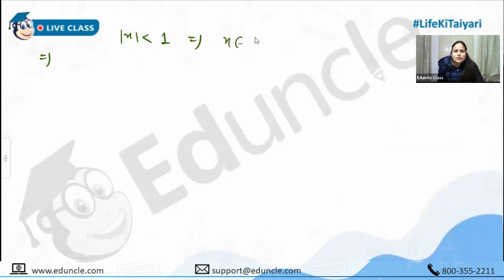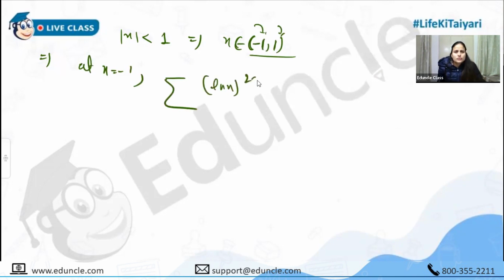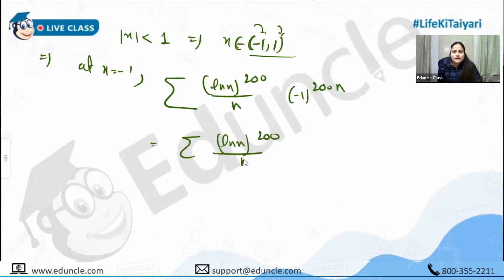चलिए ओके. So x belonging to -1 to 1. So as I want to find exact region, that means हमें boundary points को भी include करना है. So at x is equal to -1, my series will be ln n raised to 200 upon n. ठीक है जी. And -1 raised to 200n. Correct. So it is same as ln n raised to 200 upon n. It is 1. And in fact at plus minus 1 I am getting the same series.